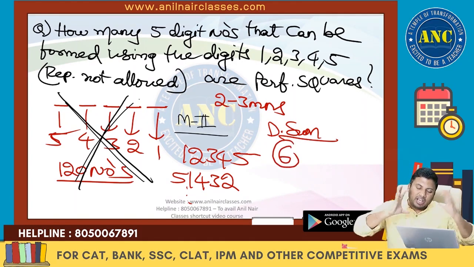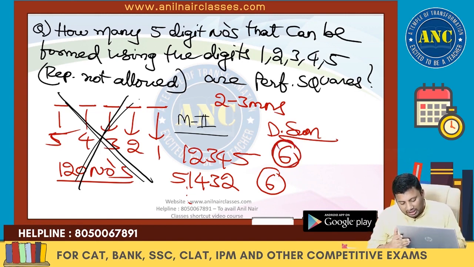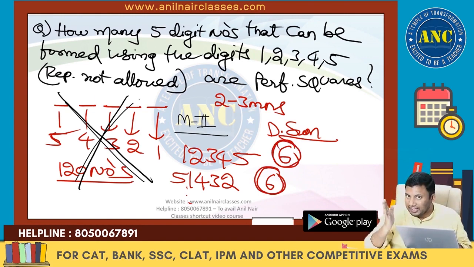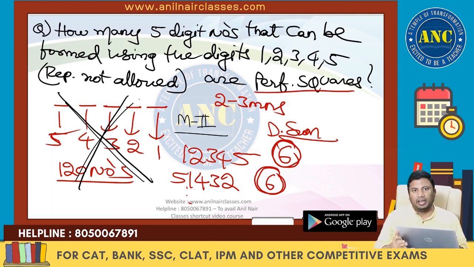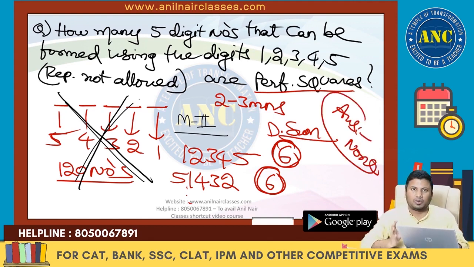If I change the order of the digits, will the digital sum change? No. If I change the order of the digits, the digital sum will not change. For all the 5 factorial numbers, the digital sum will be 6. For a perfect square, the digital sum will be 1, 4, 7 or 9. But it is 6. So the answer is none of the numbers is a perfect square. A very beautiful logic based on the definition of a perfect square.